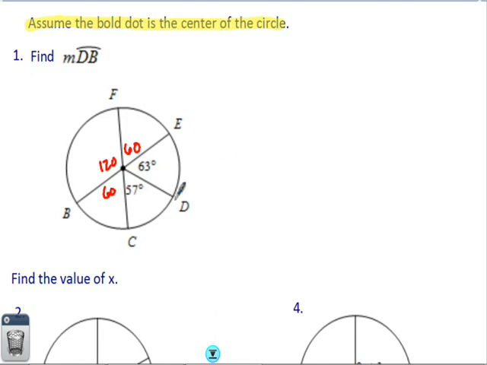So it wants to know the measure of arc dB. I wasn't asked some of this stuff, but I think practicing labeling our circles with the information that we can figure out is a really useful tool. The measure of arc dB is this arc right here, which is going to be the sum of these 2 angles. So the measure of arc dB is 117 degrees.